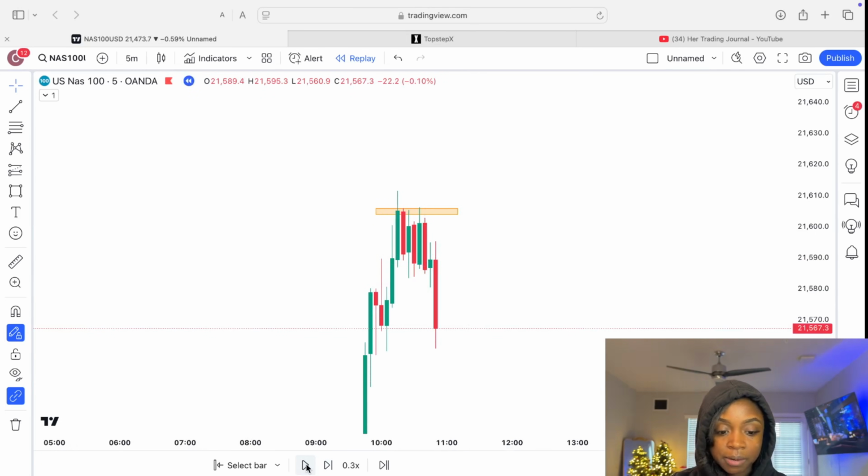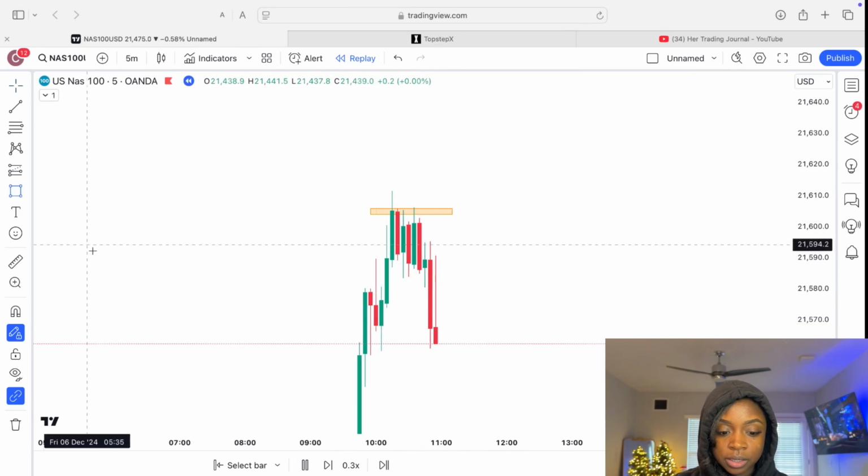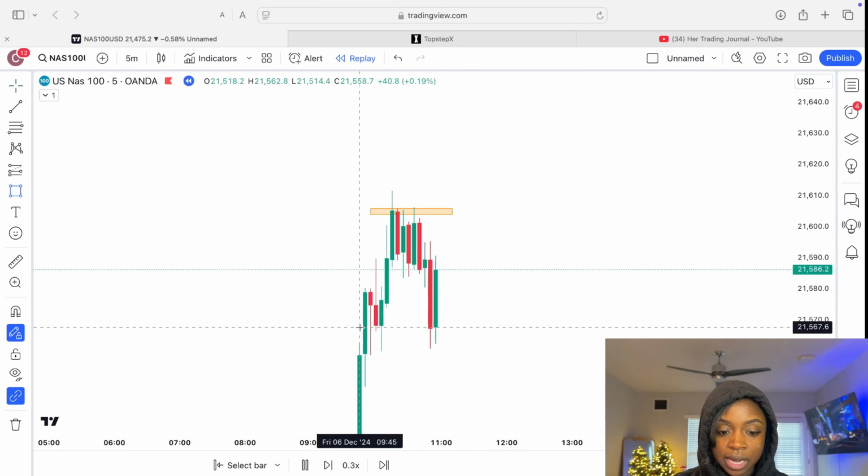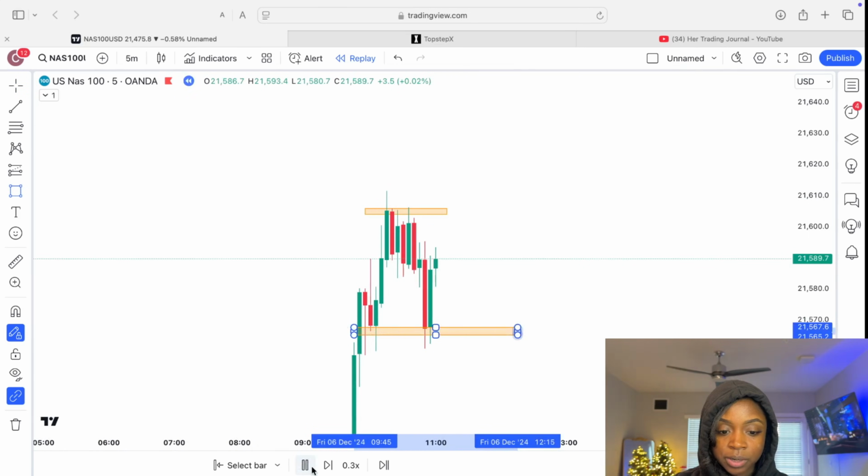So that's not my range here. We're going to just let the market do what it do. And if you notice, we've come back to this area. So it makes me wonder, are we going to use this as my support? And yes, that just showed me that we're using it as support.